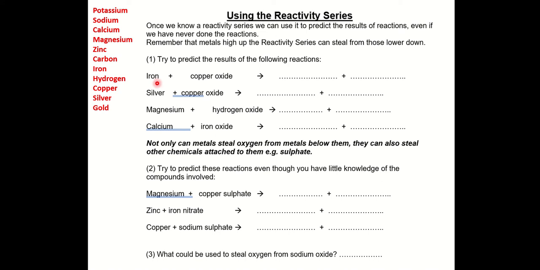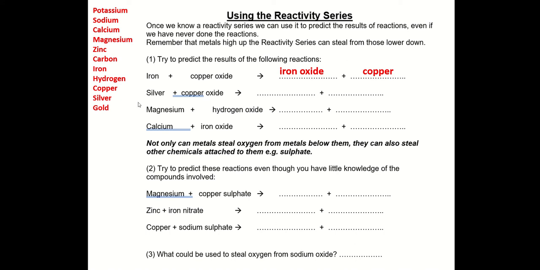So what if you had iron with copper oxide? Well, if you look at the reactivity series, iron is higher than copper, so it can steal away. So you think, what are we going to put in there? Iron plus copper oxide would give us? Correct. Iron oxide plus copper. So the iron will have stolen away from the copper.